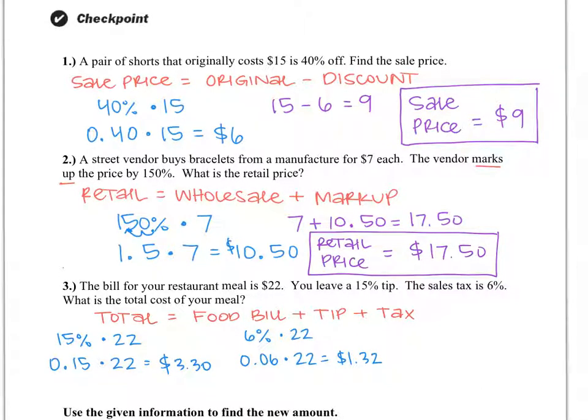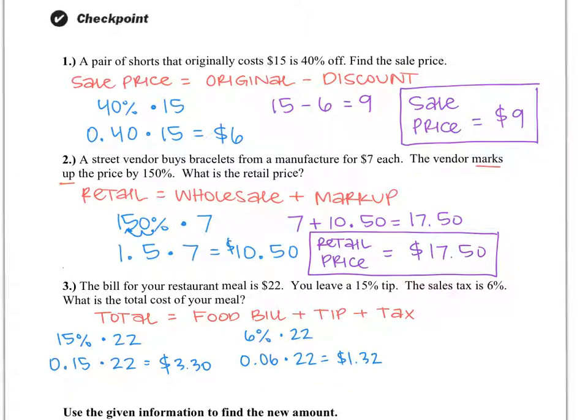All right, so go ahead and take a look up at the board at what I got started if you've not already. We know we need to do that the food bill plus the tip plus the tax is going to equal our total. So to find the tip, I'm taking 15% of 22. That's 0.15 times 22, which is $3.30. To find the sales tax, I'm taking 6% of 22, so that's 0.06 times 22, which is $1.32.